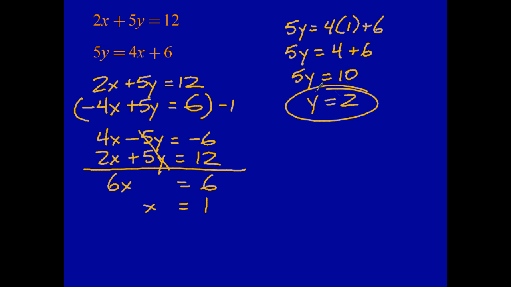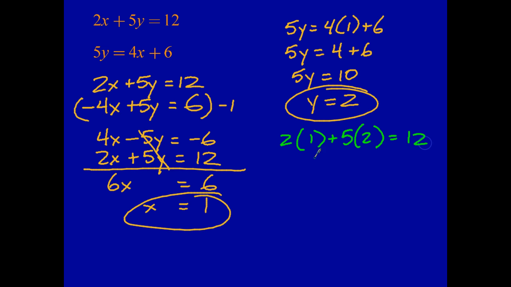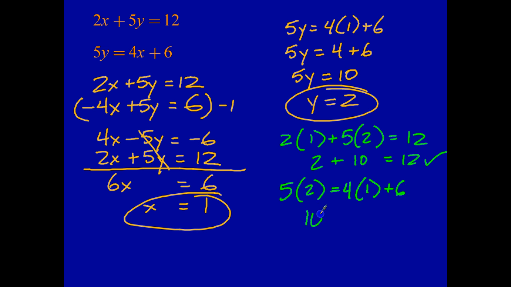Okay, there's one. Here's another one. Let's go ahead. We'll check our answers. So we'll do 2 times 1 plus 5 times 2. Does that equal 12? 2 plus 10 equals 12. Yes, it does. And then we'll do the other one. 5 times 2, does that equal 4 times 1 plus 6? That one looks like it's going to work too. So we'll get 10 is equal to 4 plus 6. Yep, that works. So there you have it.